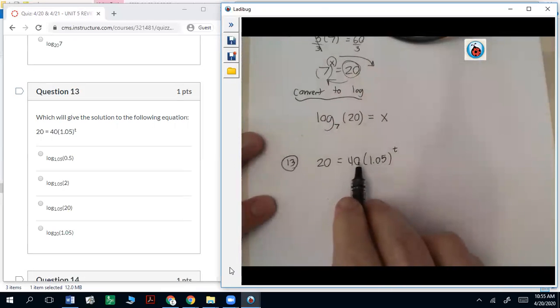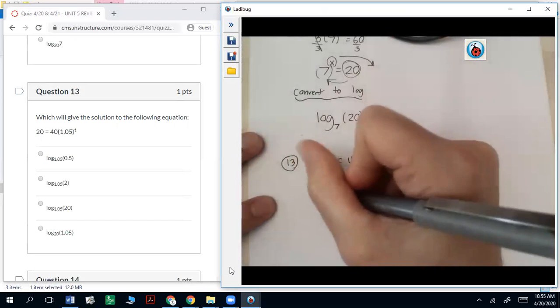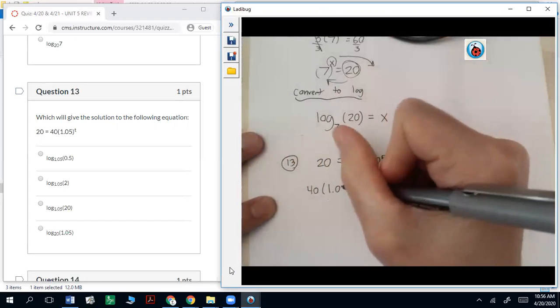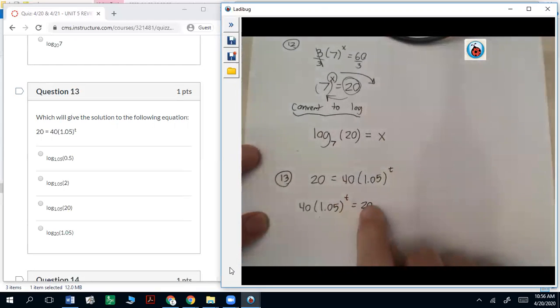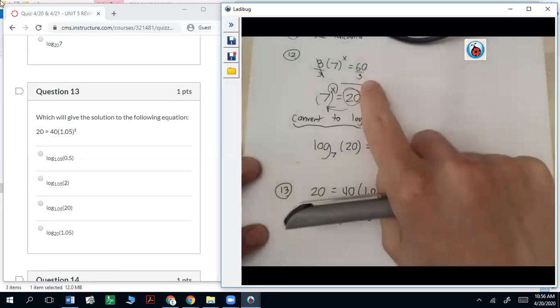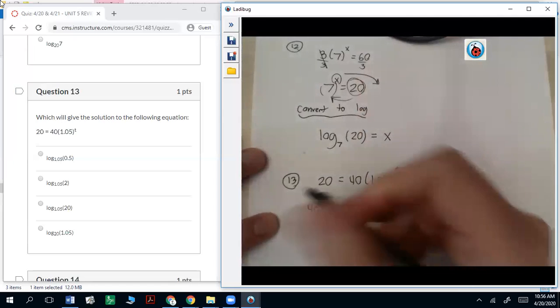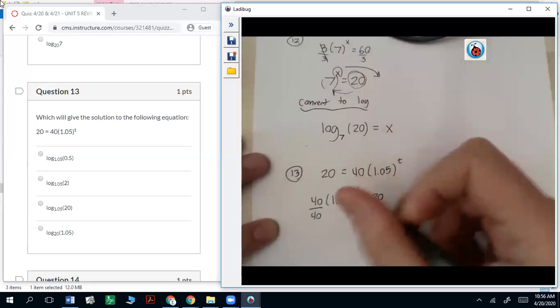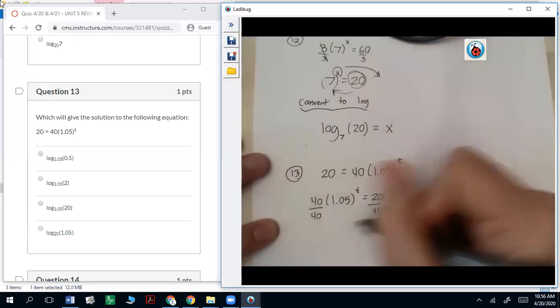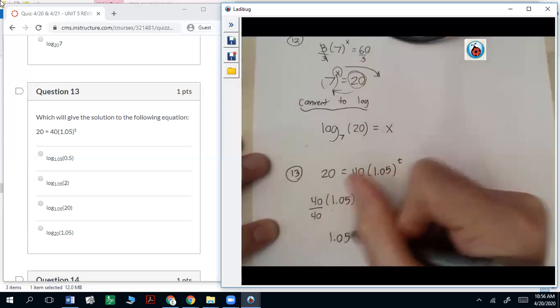You want to first divide both. First, I'm going to think about this as 40(1.05)^t = 20. I like to have my number by itself on the right side, like we did over here. So I'm going to divide both sides by the number out front of the base. And 20 divided by 40, 20 is half of 40, so 1.05^t.